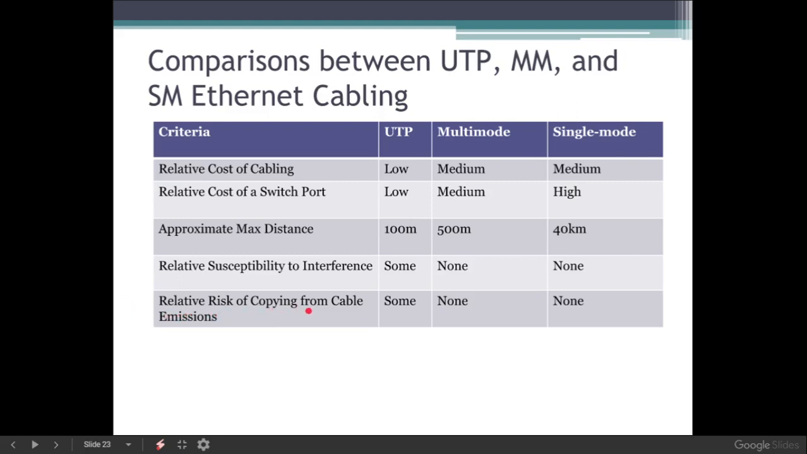Relative risk of copying from the cable: fiber, some. When they say copying, they mean tapping into the cable. Their language is a little different from what we are accustomed to. So fiber is listed as some, multimode none, single mode none. This is kind of changing.